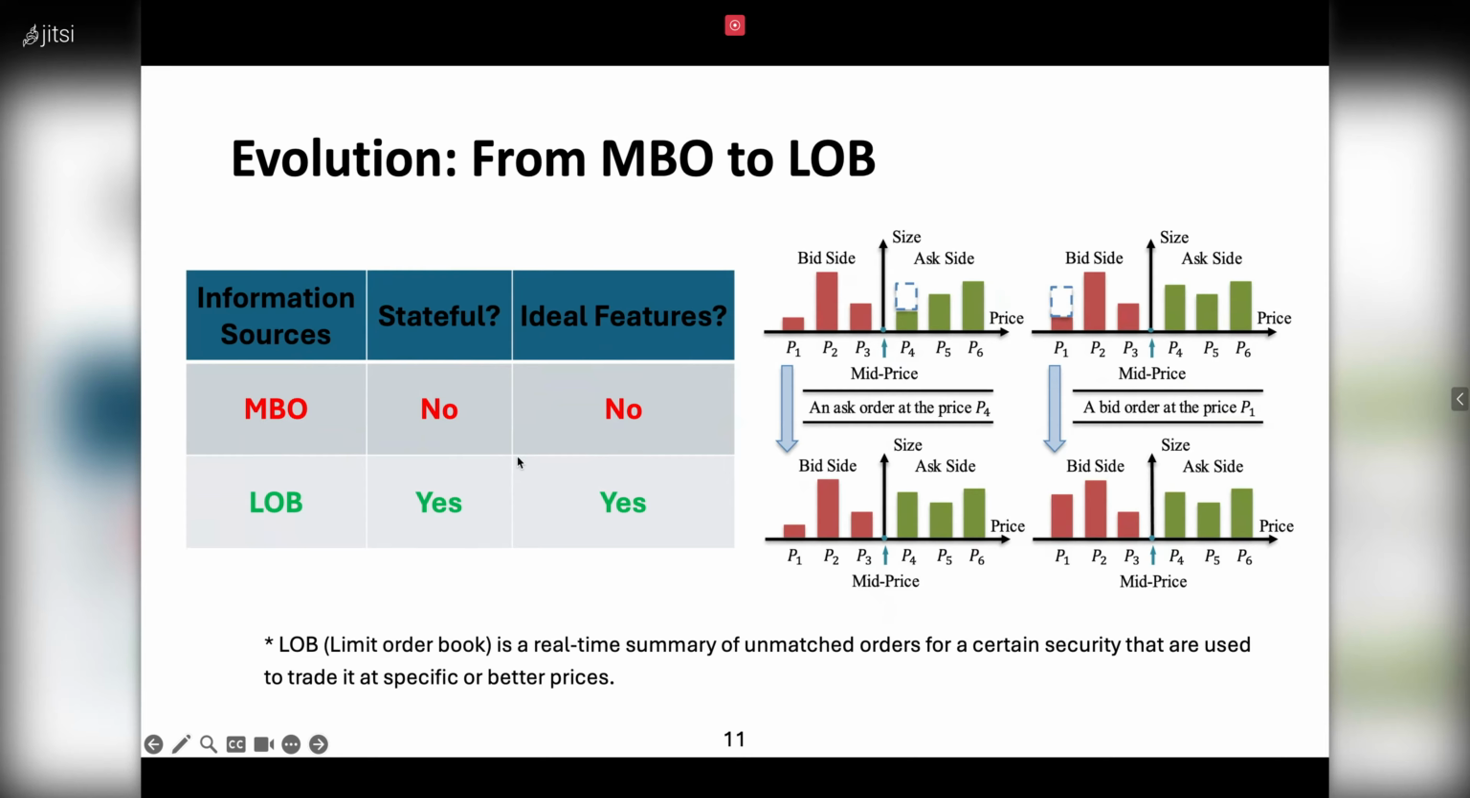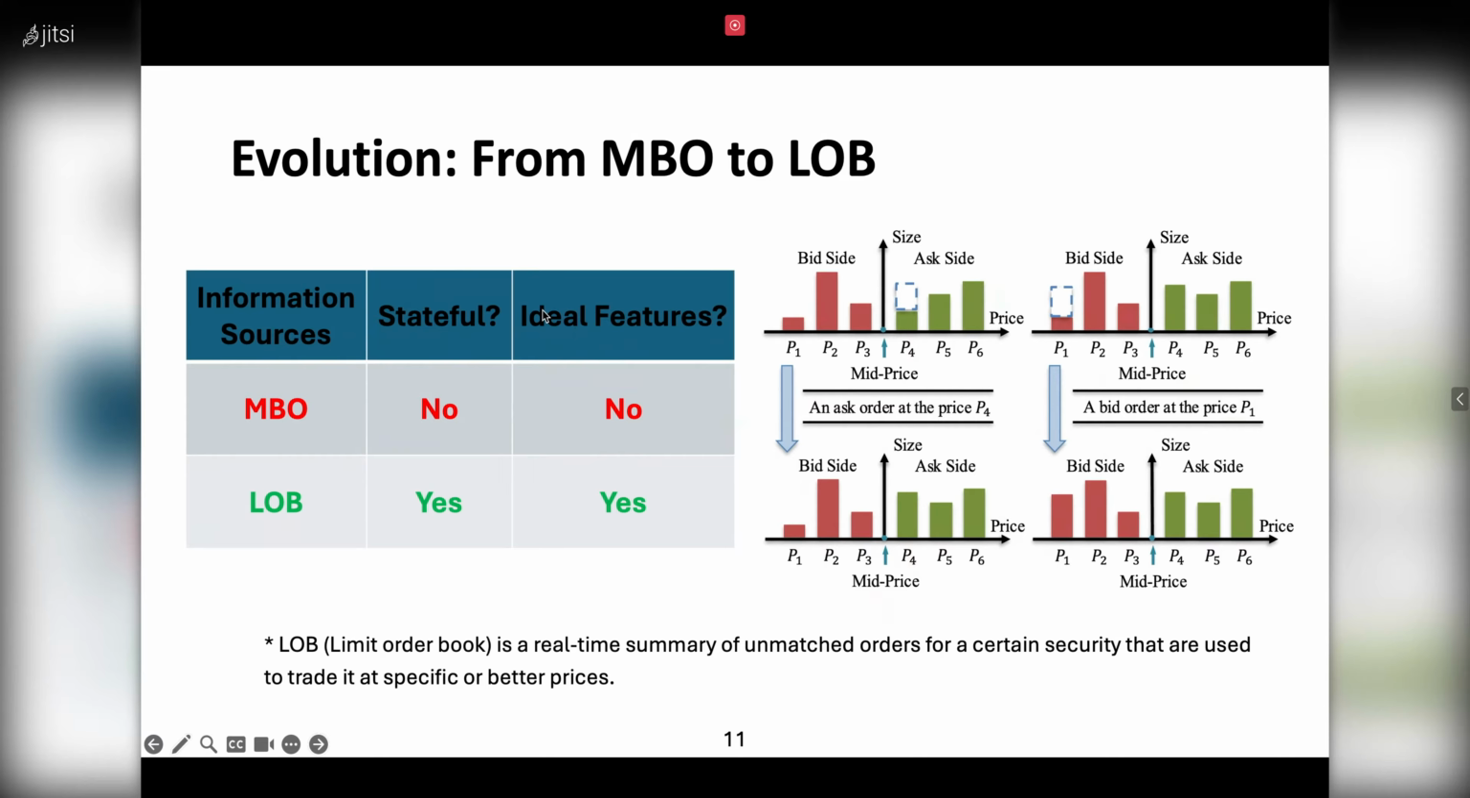We find that if we draw features from the market by order MBO, it's not stateful. It doesn't include information about what happened in the past, and it cannot give better insight into what will happen in the future. So these are not the ideal features we want. Then we move our attention to the limit order book, or LOB. It's stateful and it can provide better features for our decision making.